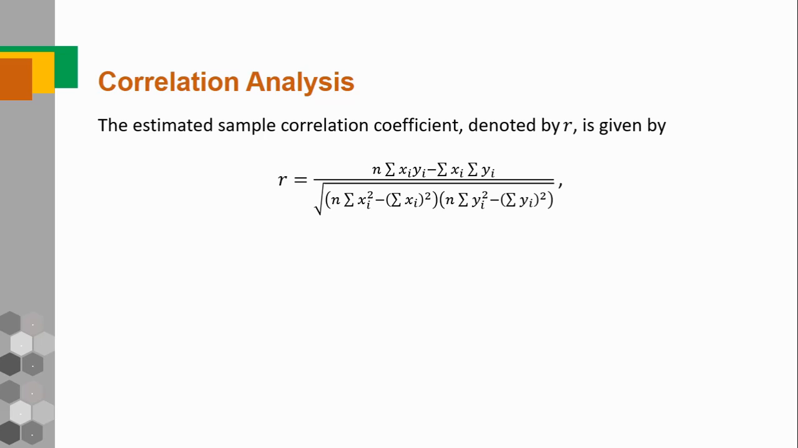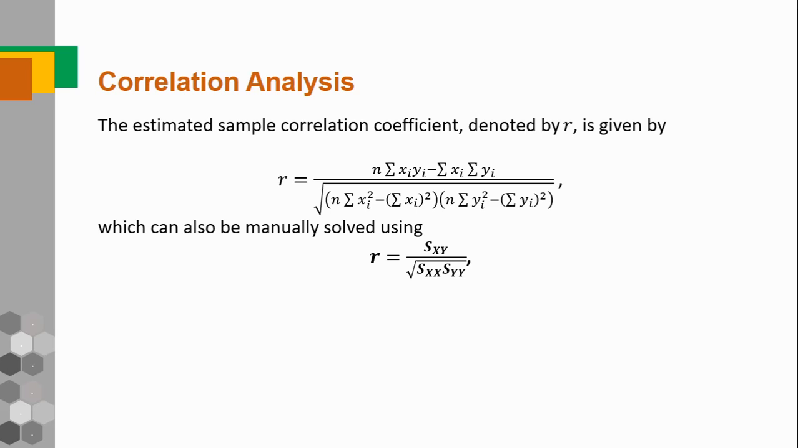R equals n times the summation of x times y minus the summation of x times the summation of y, all over the square root of n times the summation of x squared minus the square of the summation of x, times n times the summation of y squared minus the square of the summation of y, which can also be manually solved using this formula.